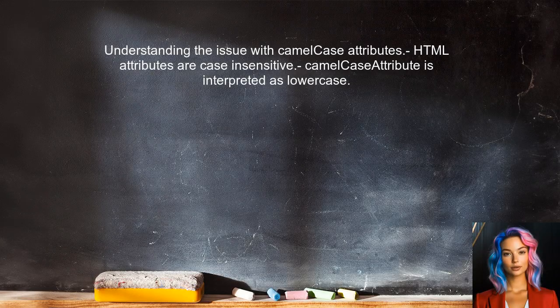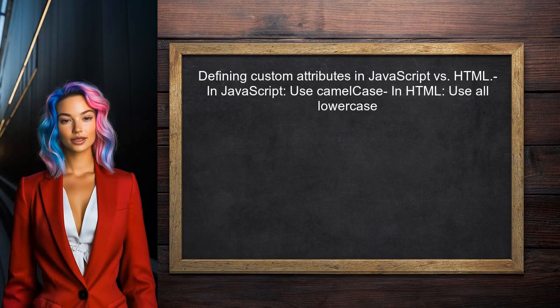To understand why the attribute is not being set when using CamelCase, the user should first recognize that HTML attributes are case insensitive. This means that when the user writes CamelCase attribute in HTML, it is interpreted as lowercase. Next, the user should know that when defining custom attributes in JavaScript, they must be accessed using the CamelCase format. However, in HTML, they should be written in all lowercase.